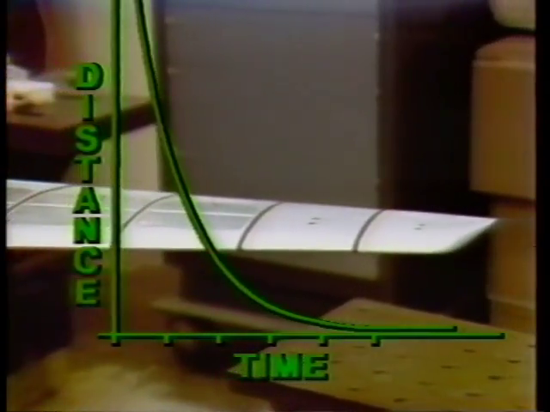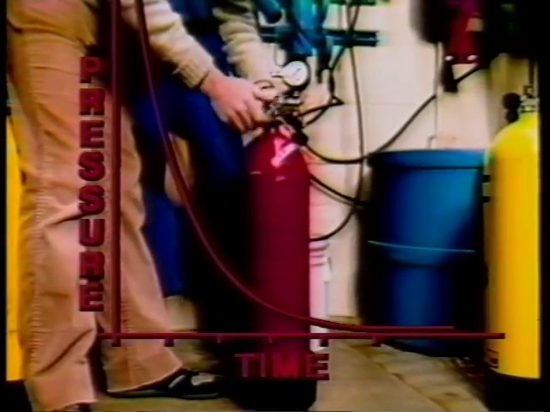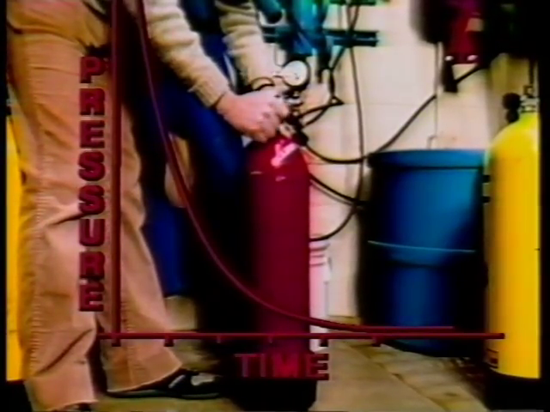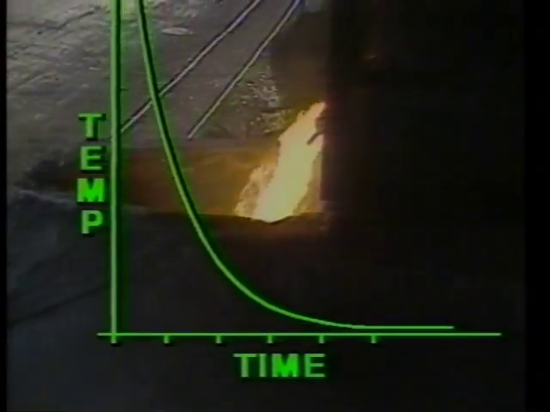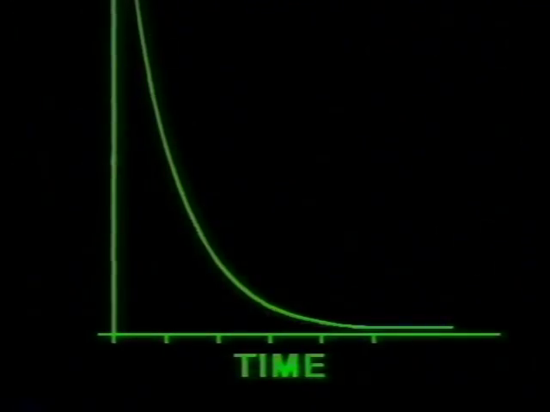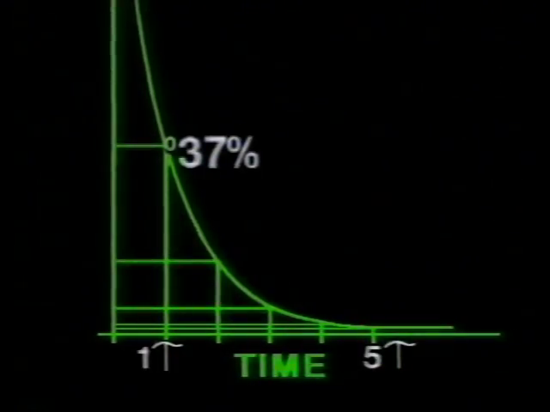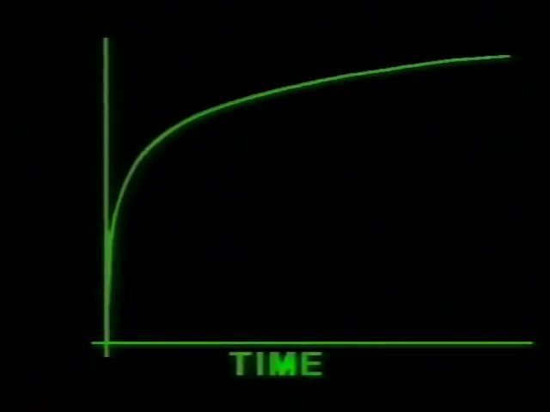This type of decay could be mechanical damping, a fluid escaping from a sealed tank, a charge leaving a capacitor or an inductor, or the flow of heat out of a cooling object. Time constants measure how long it will take for these changes to be 99% complete. The third version of this curve is when the amount of change rises to a maximum value.